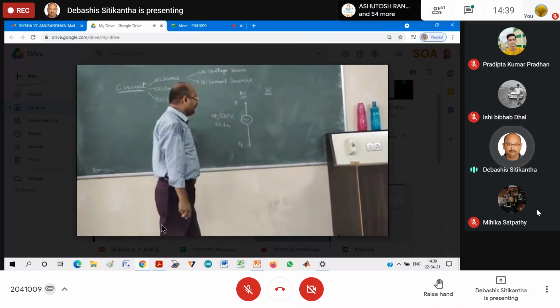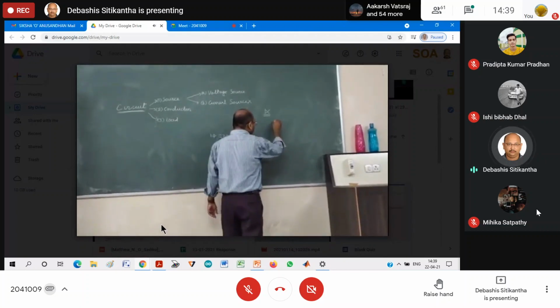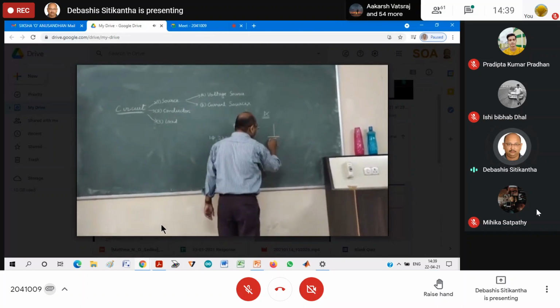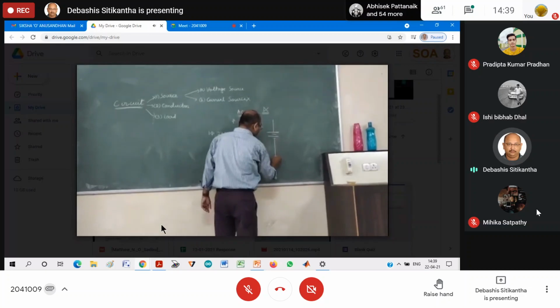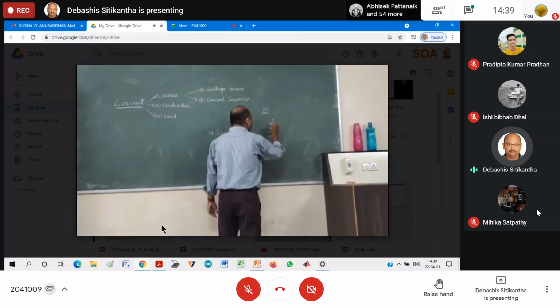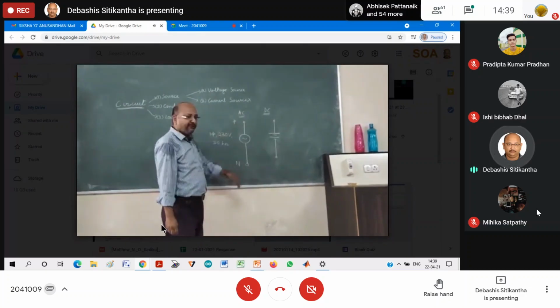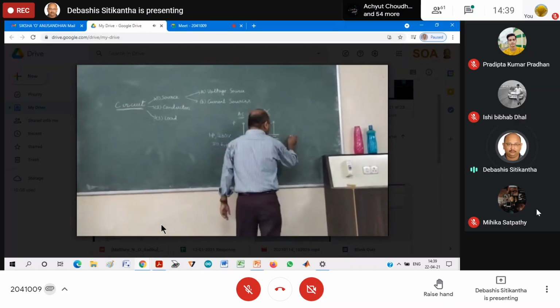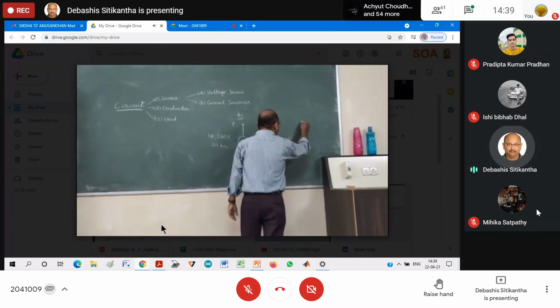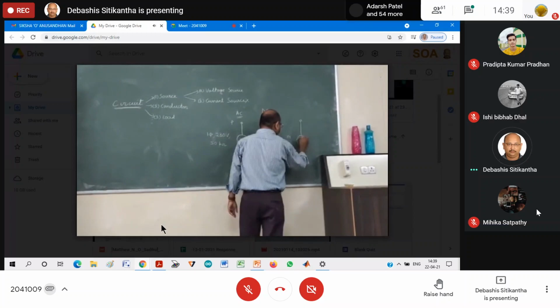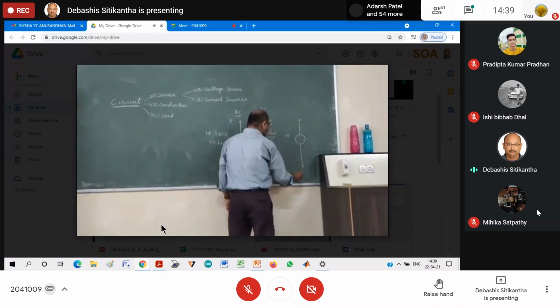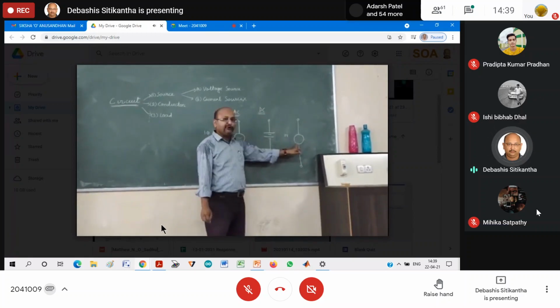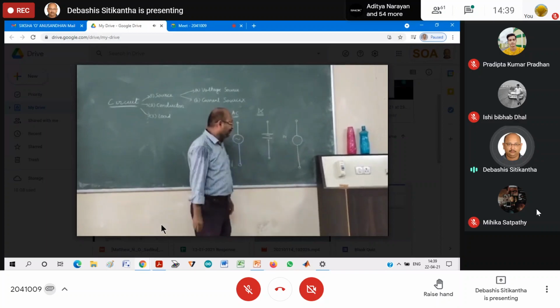Okay. Now the DC voltage source is usually represented by the symbol of a battery. So this is the symbol of a DC voltage source. This may be one symbol, or it can also be represented by means of this symbol. Now this symbol and this symbol look the same, but there is a difference between them.